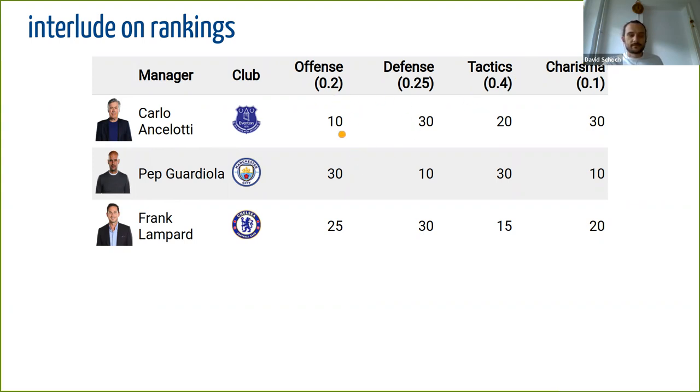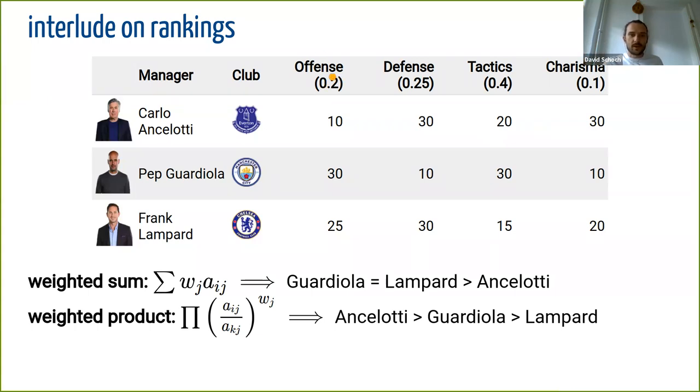Okay, so these are, let's say, features of these coaches. And now we want to know which of these three coaches is the best coach. What we also know is how much weight we should put on all these categories. So tactics is the most important, and charisma is the least important. Now, of course, the natural way of how we would rank these coaches is we could do a weighted sum. So we just multiply the weight with the values and then sum everything up. What would happen then is we would find out that Guardiola and Frank Lampard are equally good, but they are better than Ancelotti. Now there's also a different way of ranking them, that would be the weighted product. And if we apply the weighted product, what we would find is suddenly that Ancelotti is the best coach, Guardiola is the second best, and Lampard is the worst.